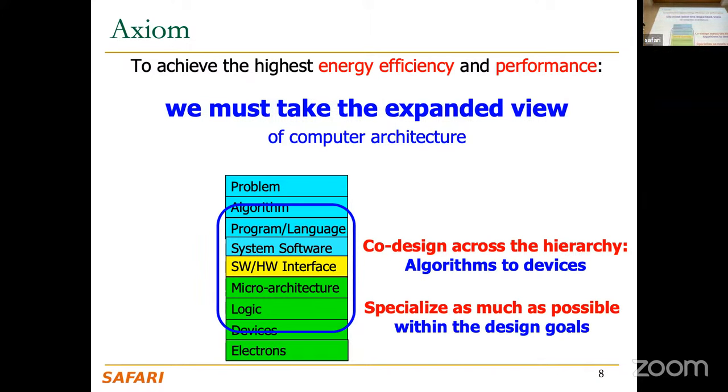Another thing that we'll have to do is to specialize as much as possible within the design goals. And in the end, specialization is the best that you can do. If you are a doctor, you probably want to specialize in a particular domain of medicine. Maybe you are an oculist and get specialized in the eye, or an otorhinolaryngologist and get specialized in the throat and ears. The same thing we can do with computers, right?